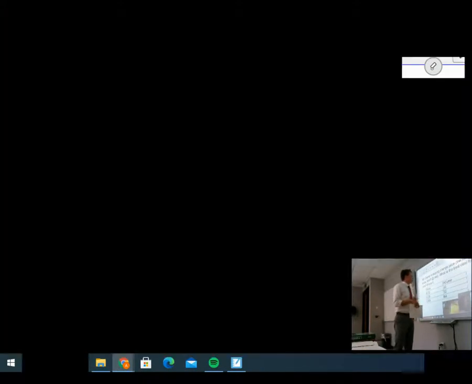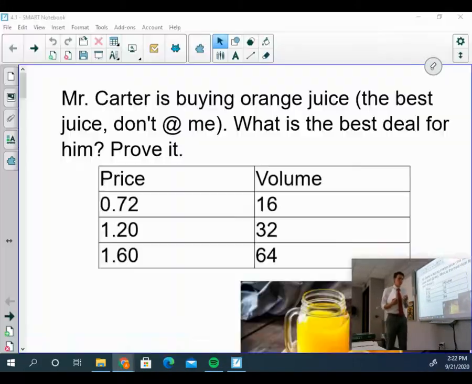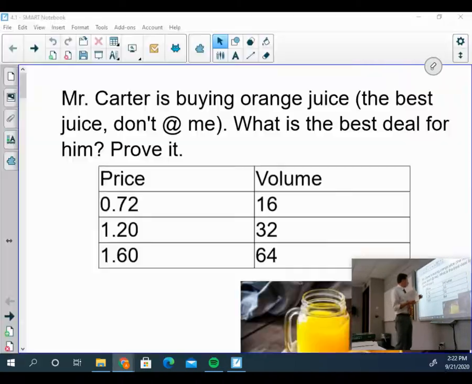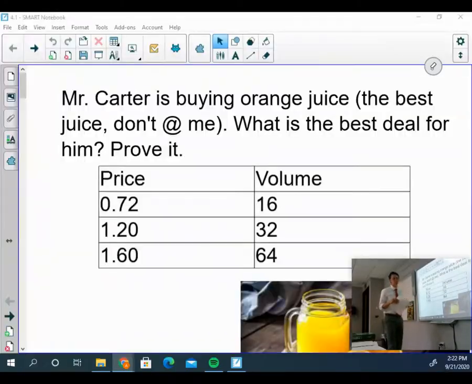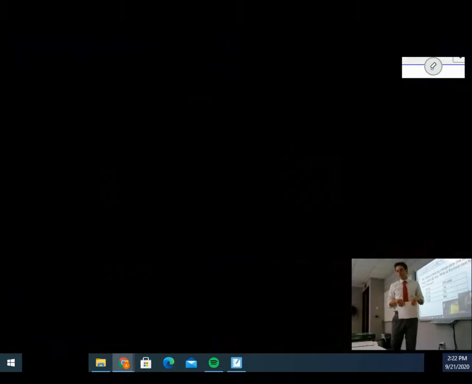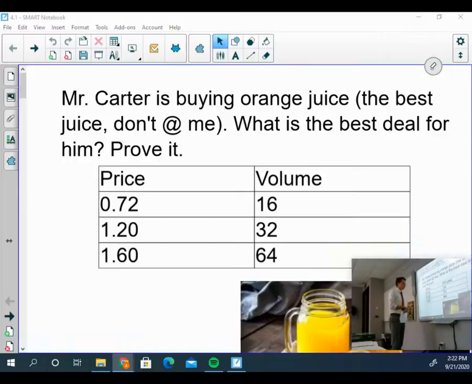I am buying orange juice and I want to know what the best deal is on orange juice. I'm in the grocery store and I see that there are 3 different orange juice options, 3 different sizes and 3 different prices. And I want to figure out what is the best deal for me. So pause the video, figure out the best deal for me, and we will go from there.